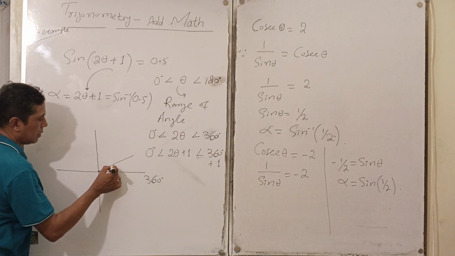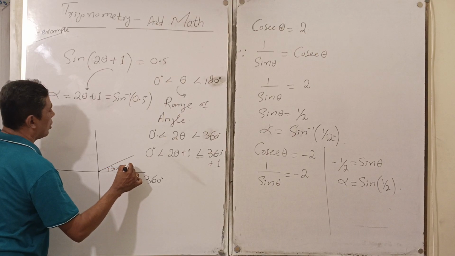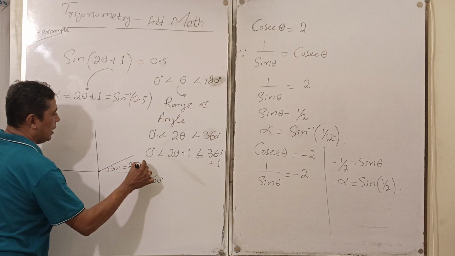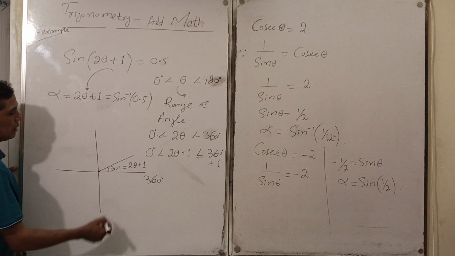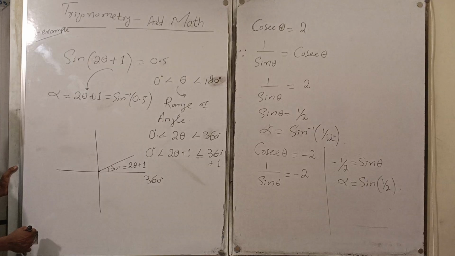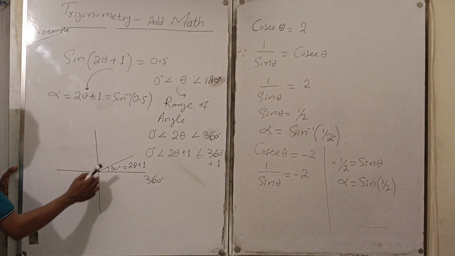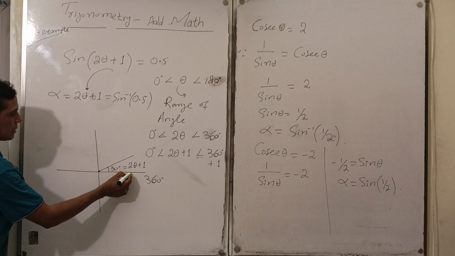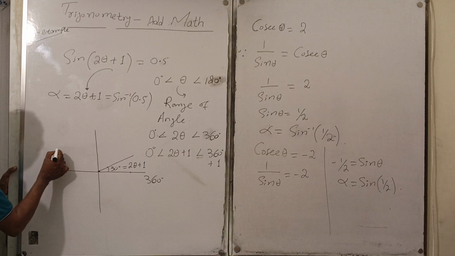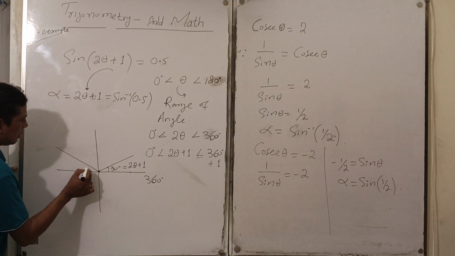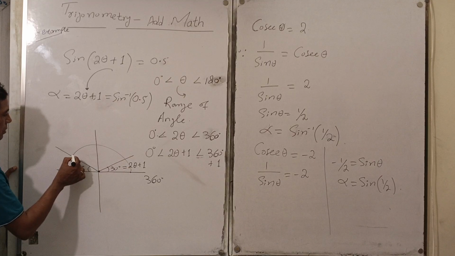This is 30. Okay. And this 30 equal to what? 2 theta plus 1. Am I right? It means the first angle of theta is 30 degree, and the second angle, for example, where the sign is positive, sine is also positive here. So this is also 30 degree. The second angle is what?